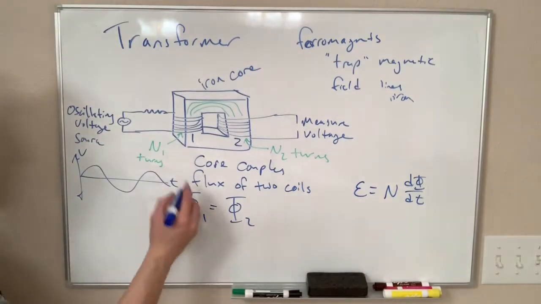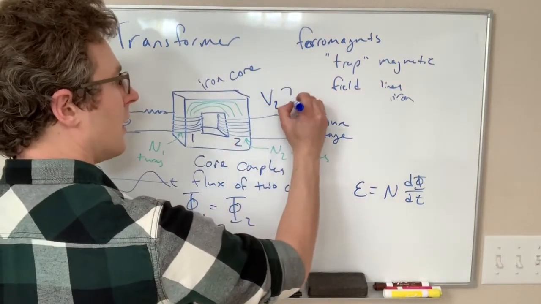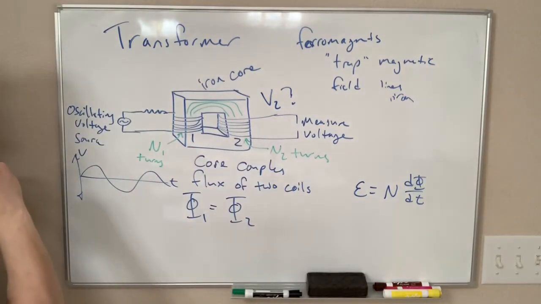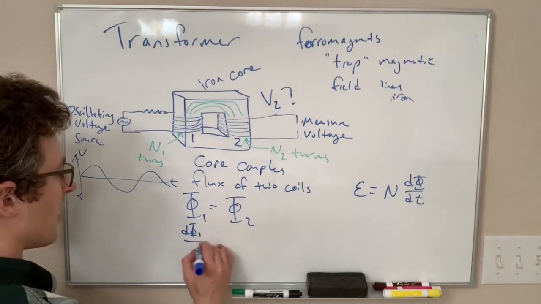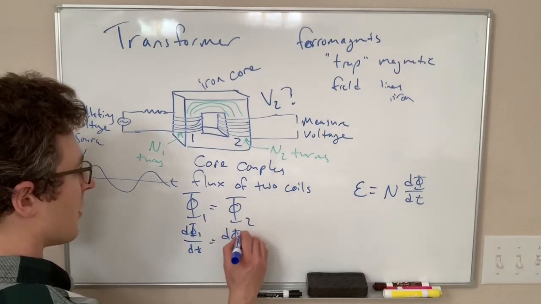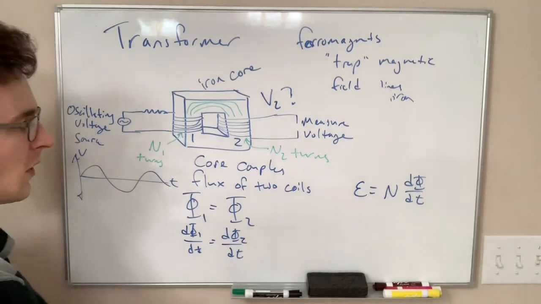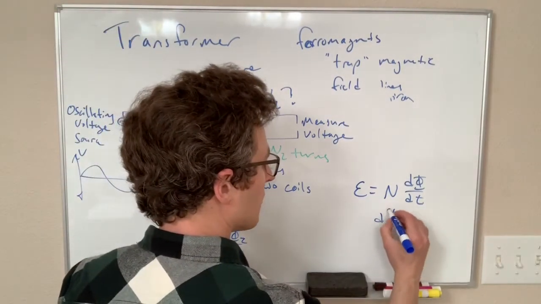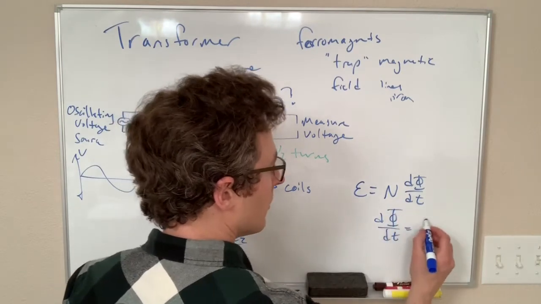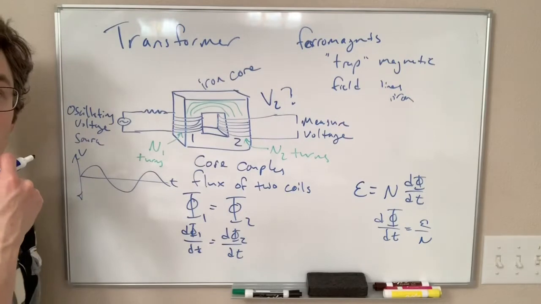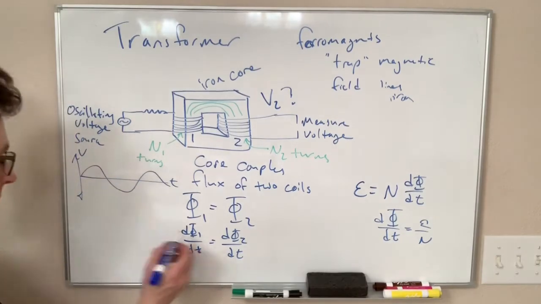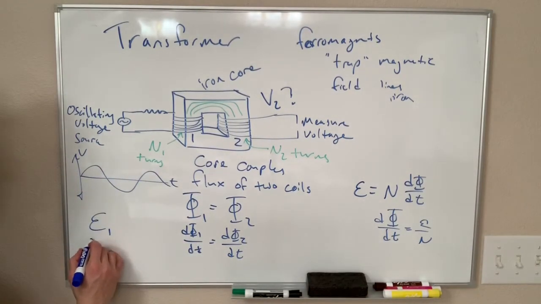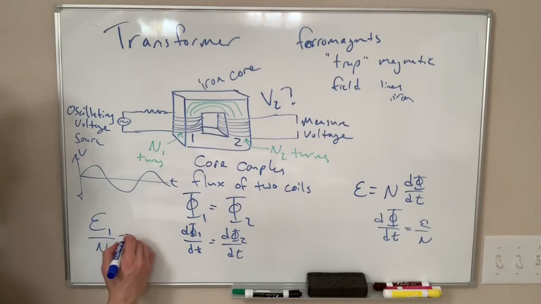So, I would like to know what voltage I get on side number 2. If I take the time derivative of both sides of this, if these two fluxes are the same, then d phi 1 dt equals d phi 2 dt, and each of those is equal to the voltage over N, the number of coils. So d phi 1 dt is equal to EMF 1 over N1, which equals EMF 2 over N2.